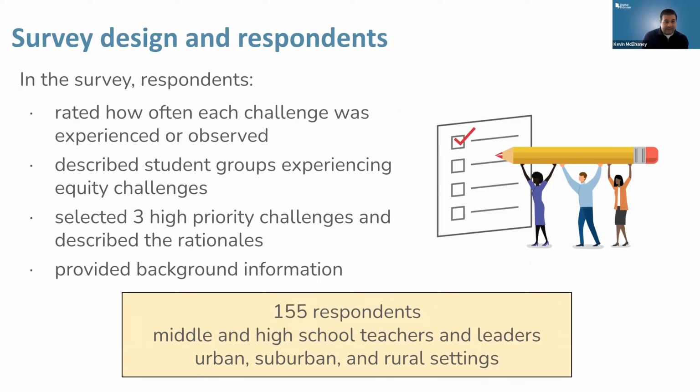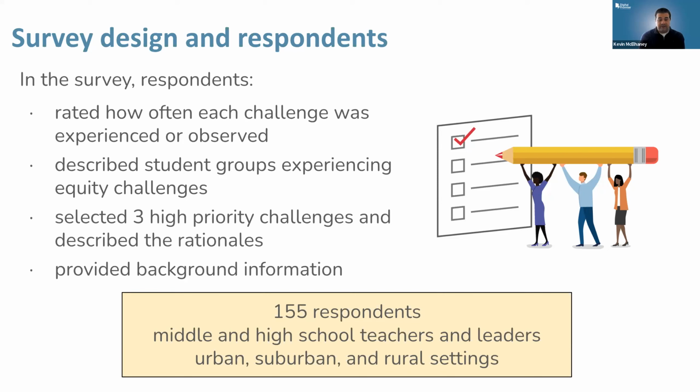We asked in the survey for respondents to rate how often they experienced or observed the challenge, to actually describe the student groups that they saw experiencing equity challenges. We asked them to select 3 of the challenges as being especially high priority and to tell us a little about the reasons that they chose those priority challenges, and then to get some background information on each respondent.